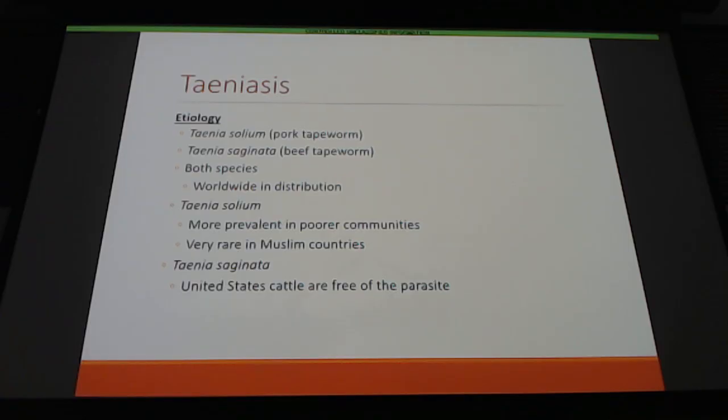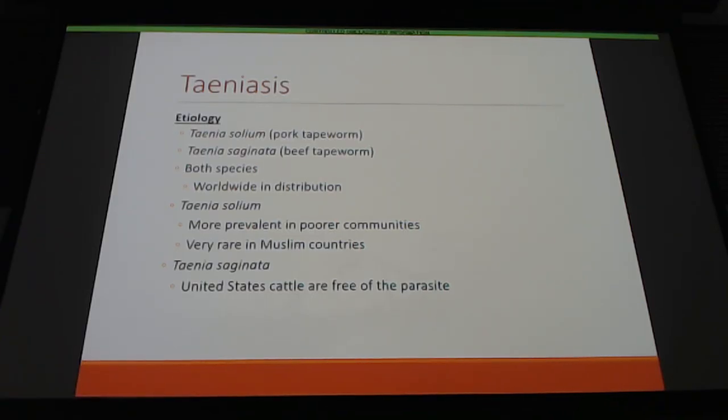Cysticercosis. Okay, so here we're going to talk about Taenia solium, the pork tapeworm, and saginatum, the beef tapeworm. Those species are worldwide. Taenia solium is prevalent in poor countries, very rare in Muslim countries, right? Muslim countries don't eat pork, so it's very understandable. And here it says saginata is not in the U.S.